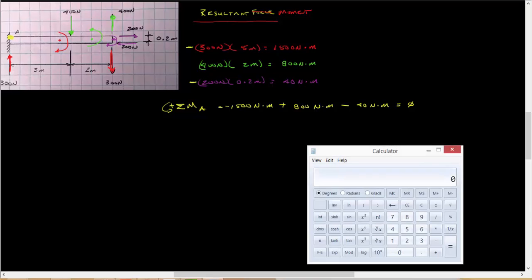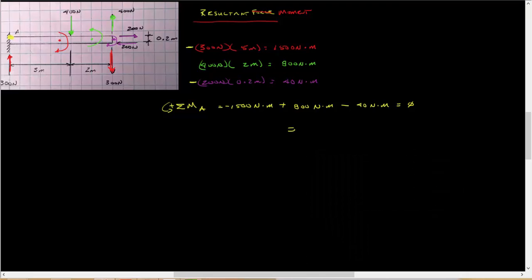So if we did that really quick, we would say 1500 minus 800 plus 400, so it's 1100. Oh, I messed that up. Let's do that one more time. So it's going to be 800 minus 1500 minus 40, which is negative 740. So 740 newton meters would be my moment resultant.